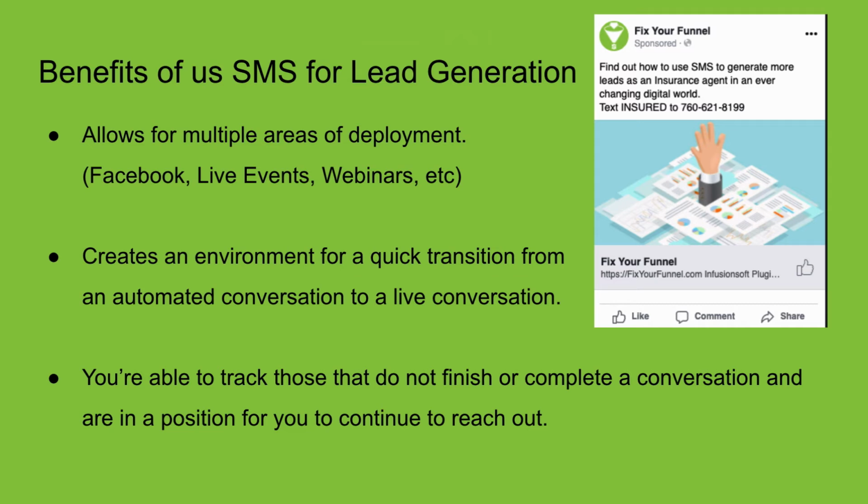The other thing about this, though, is in these steps, you're able to track those that don't finish or don't complete this conversation. And it puts you in a position where I'm still able to reach out. Whereas somebody gets on my website and leaves and I have a pixel attached to it, there's some things that I'm able to do there, but not quite the same as if I communicate with them through text and they don't complete something. I'm in a different position than through websites and emails alone.